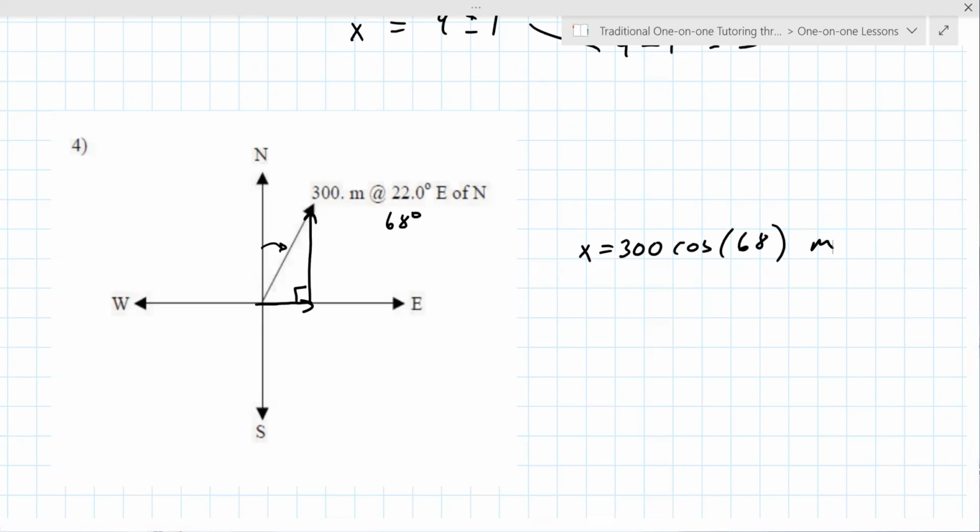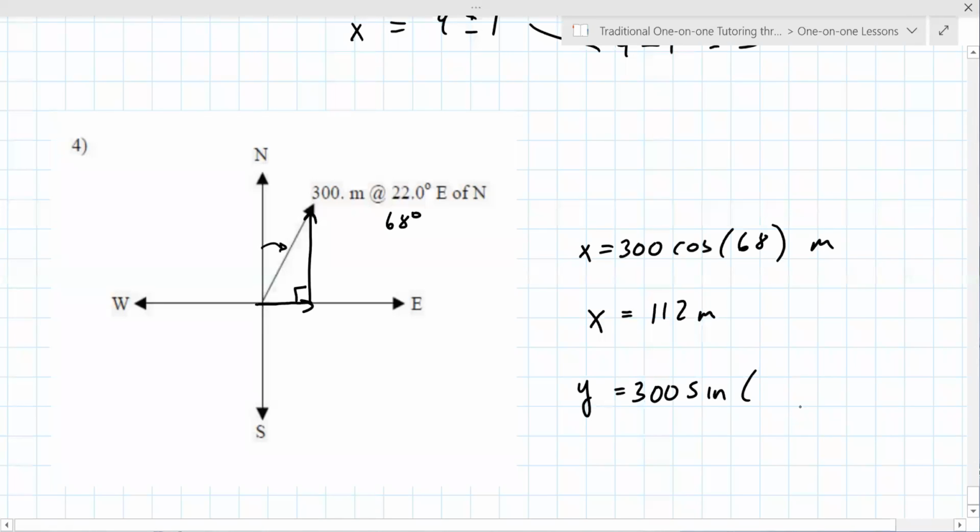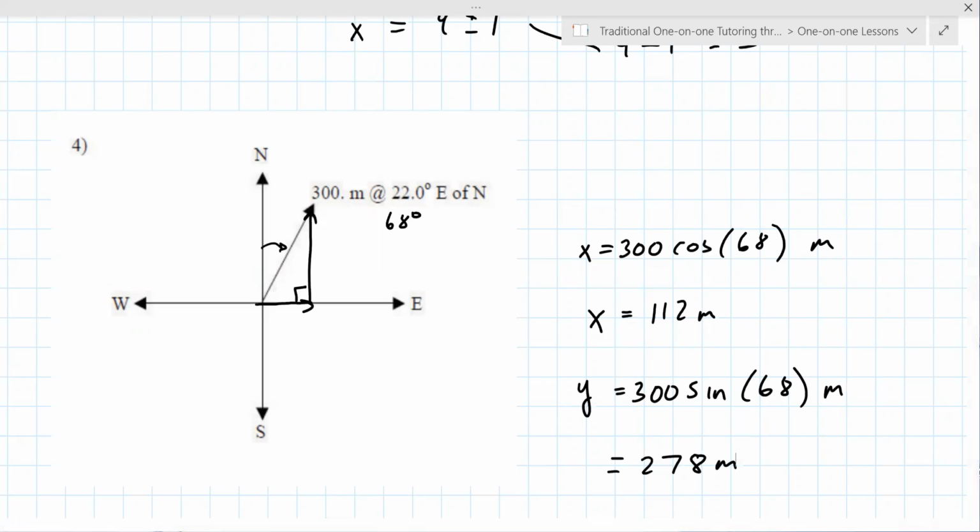I don't think I messed that up on any of the other ones because they were all sort of reasonable when I looked at them. But this one, make sure you change that, especially if it's for a grade. So this one is 112 meters. Y is 300 sine 68 meters, 278. They're both to the right and up, so they're positive.